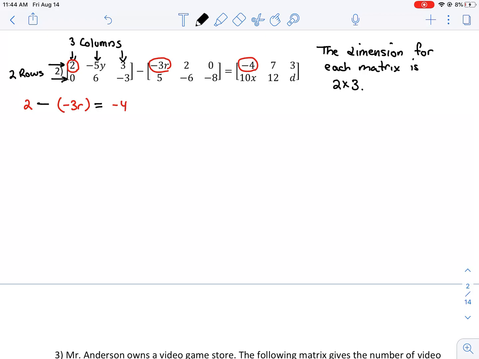Now, please be careful here. When students subtract matrices, they're very tempted to write this. 2 minus 3r is equal to negative 4. And that is wrong because they forgot to include the subtraction symbol right there. So when you write the equations for each of the corresponding entries, please make sure that you include the subtraction symbol in the equation.